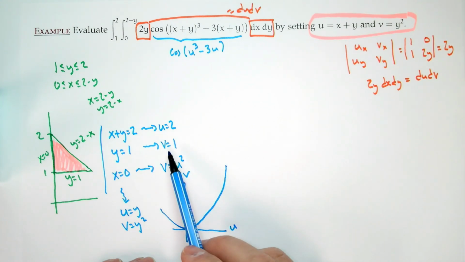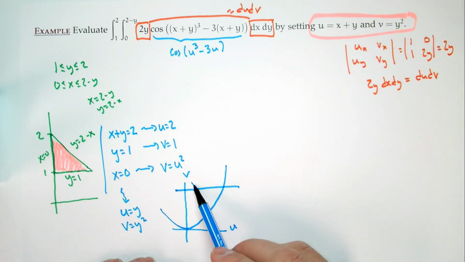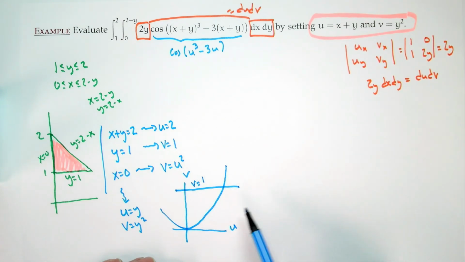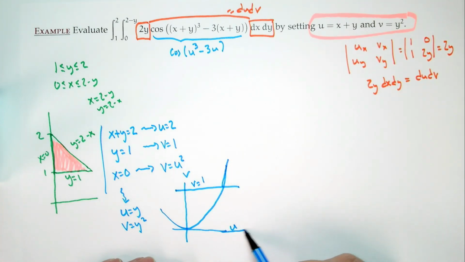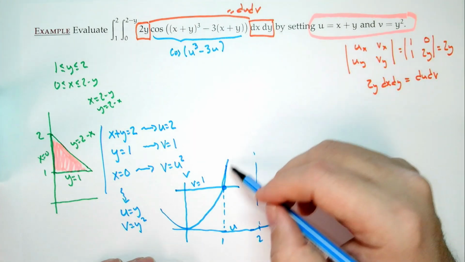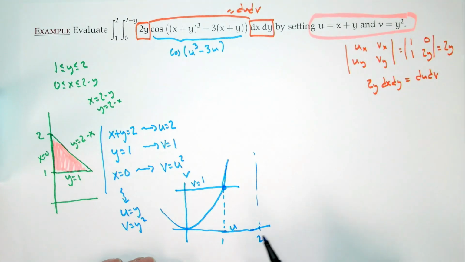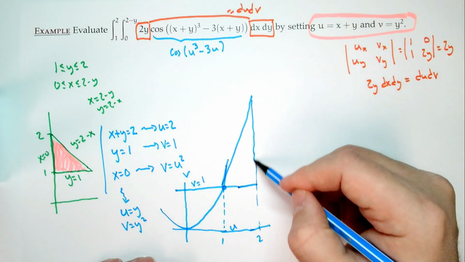We have v equals 1, which, okay, here's v equals 1. And then we have u equals 2. Now, what is u equals 2? Well, u equals 2 is, curiously enough, way over here. All right, well, that's kind of curious. Okay, well, it is what it is, right? So u equals 2.